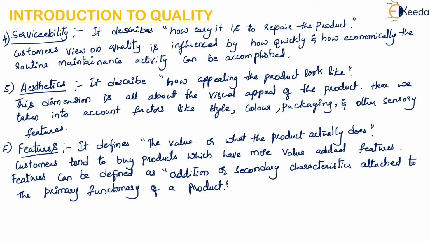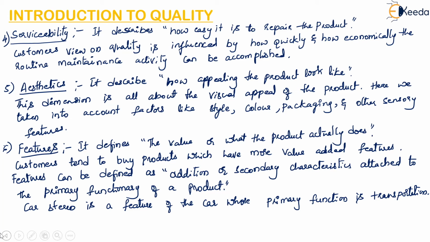So, for example, the primary function of a car is only transportation. A car stereo is provided, which becomes a feature of that car. So if one person is offering you a car which does not have a stereo, and there is one more car which has a stereo, you would prefer the car with the stereo. So customers always tend to buy products which have more features added to them. So if you want a product with very high quality, then you have to look at its features also.